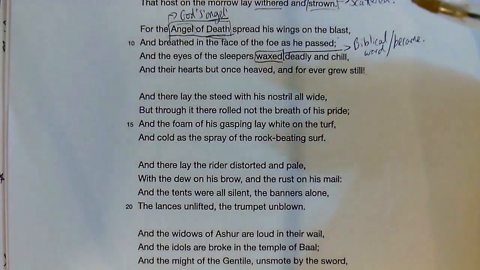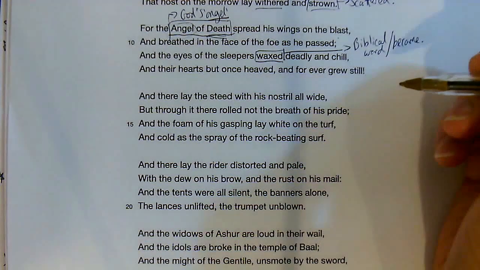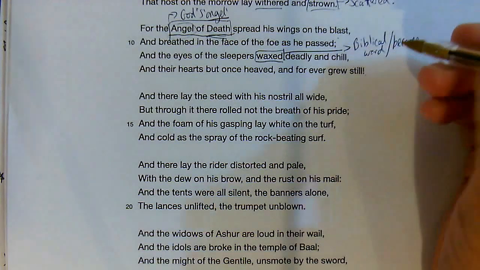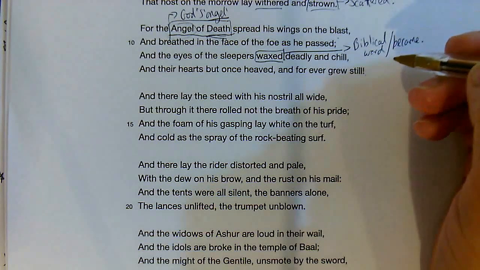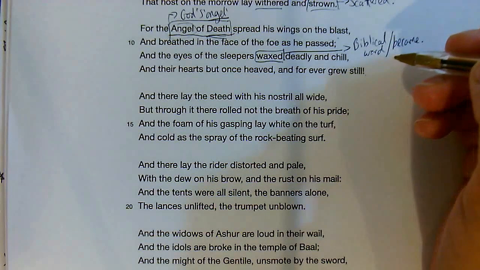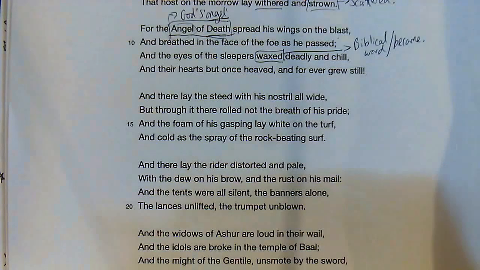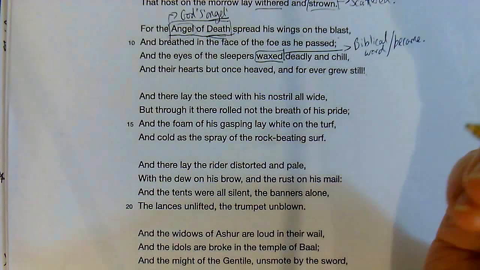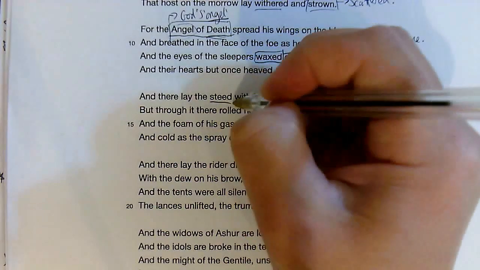Verse 4: And there lay the steed with his nostrils all wide, but through it there rolled not the breath of his pride, and the foam of his gasping lay white on the turf, and cold as the spray of the rock-beating surf. So we're zooming right in now to just one horse.